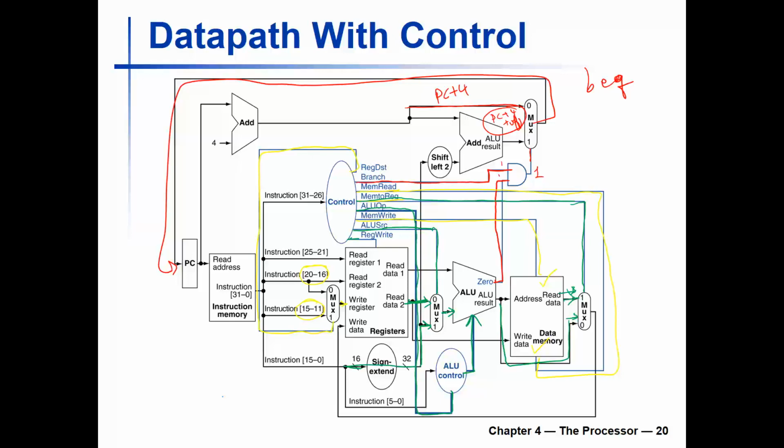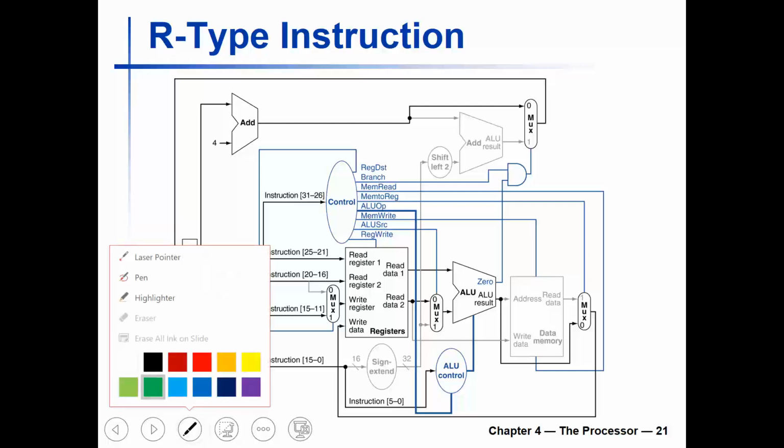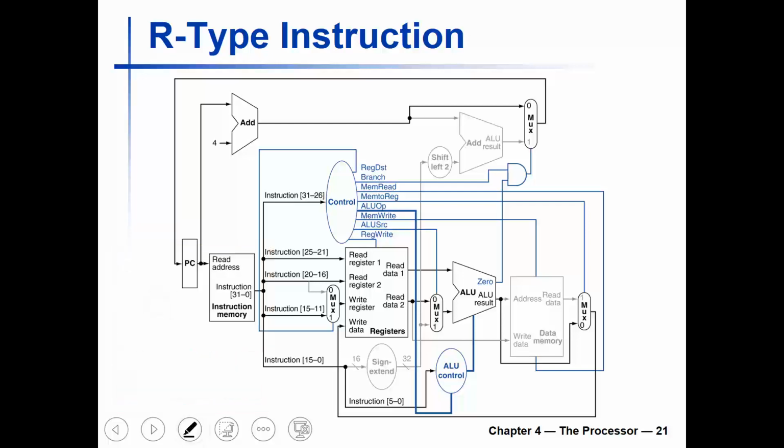The read write is a control signal that is active whenever we need to write data to the register file. Okay, now this is the data path with the control. Now you can see here, when we execute this R-type instruction, which is an ALU instruction, it comes in here.